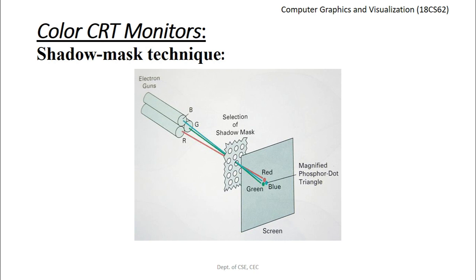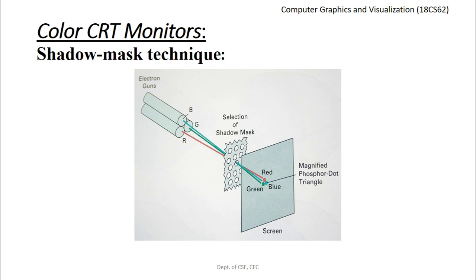The shadow mask grid consists of a series of holes as shown in this particular diagram, aligned with the phosphor dots on the screen. These electron beams are deflected and focused as a group onto the shadow mask, and when they pass through the hole, they excite a dot triangle. In a dot triangle, 3 phosphor dots are arranged so that each electron beam can activate only its corresponding color dot when it passes through the shadow mask.